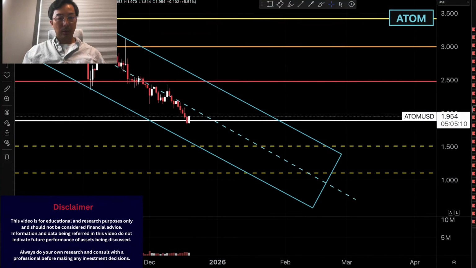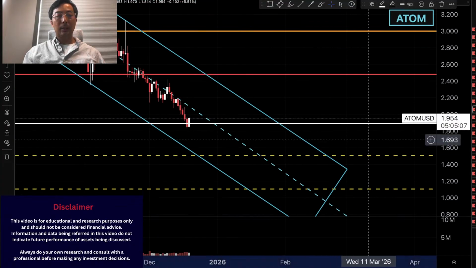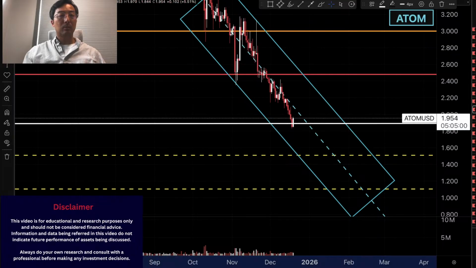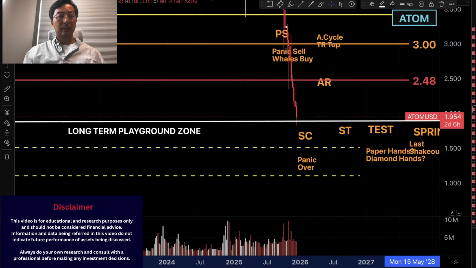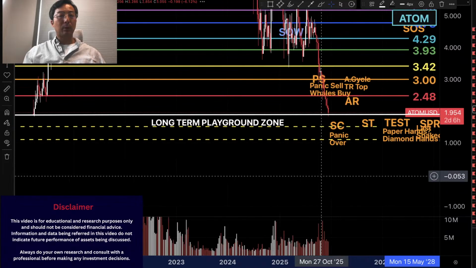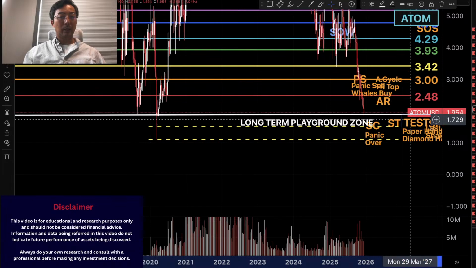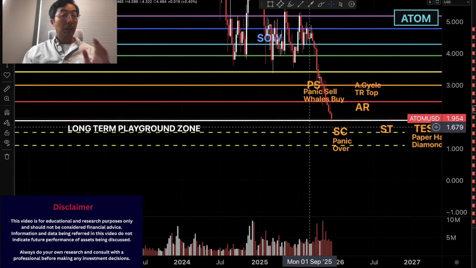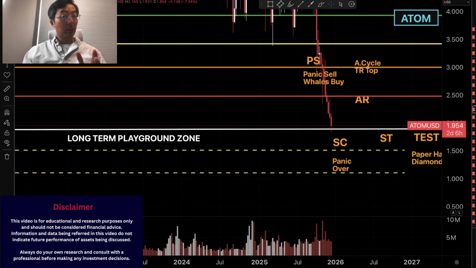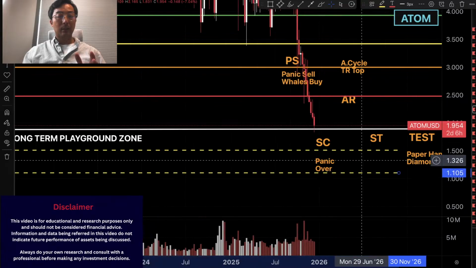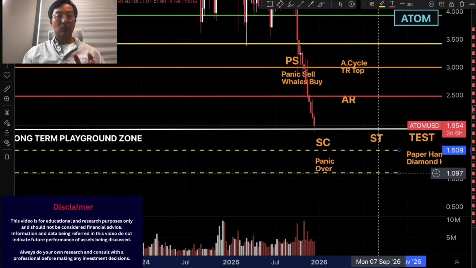So here, it's trying to stay above this white line at around $1.90. That's the long-term playground zone ceiling. Is it? No, it's the bottom actually. So I shared before this bottom back in 2020. Now it's coming down to challenge it, but that wasn't the lowest point back in 2020. There were two more reference lines showing us a level at around $1.50 and the other at $1.10.